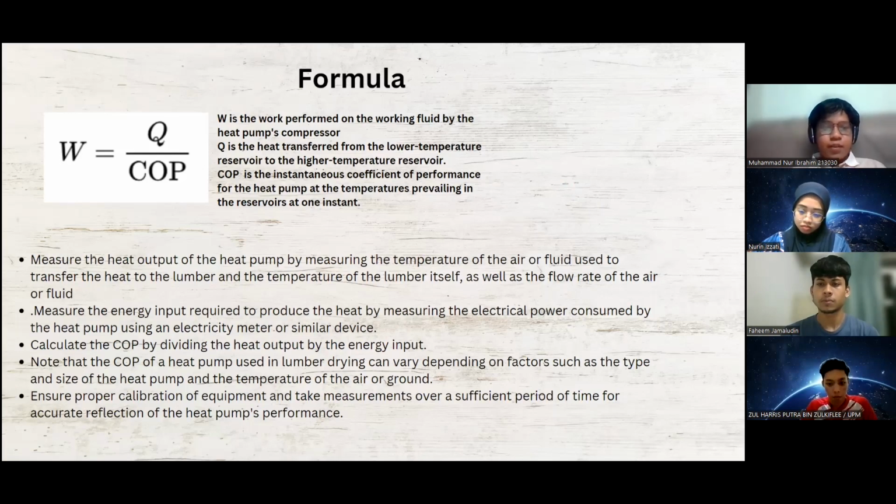Measure the heat output of the heat pump by measuring the temperature of the air or fluid used to transfer the heat to the lumber and the temperature of the lumber itself, as well as the flow rate of the air or fluid. Measure the energy input required to produce the heat by measuring the electrical power consumed by the heat pump using an electricity meter or similar device. Calculate the COP by dividing the heat output of the heat pump by the energy input.